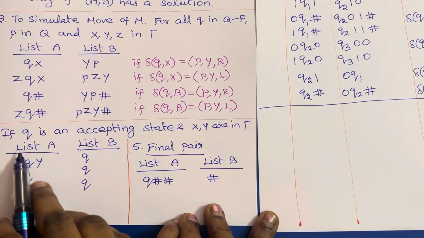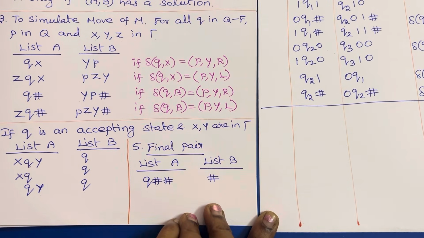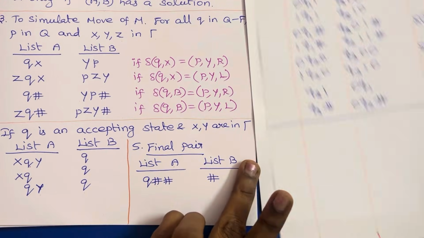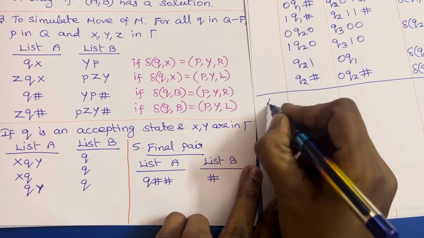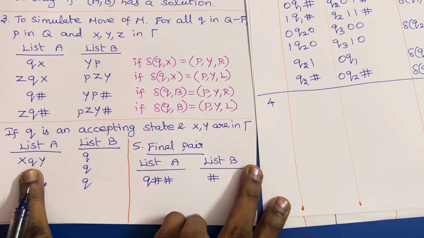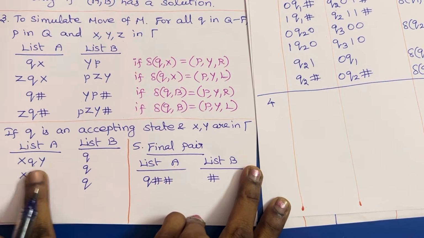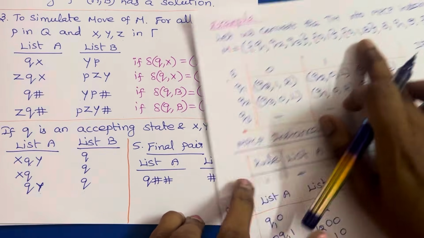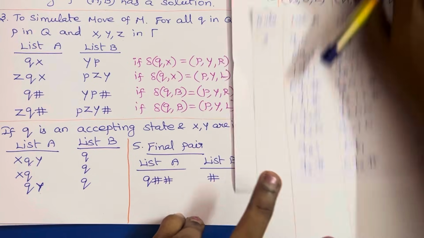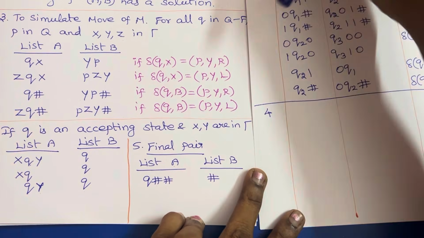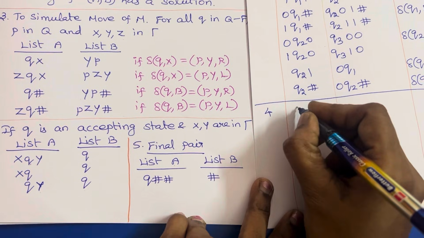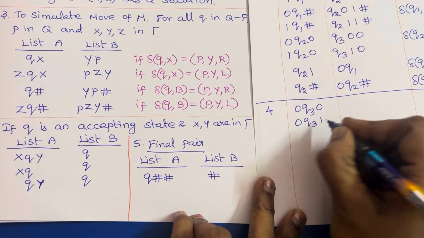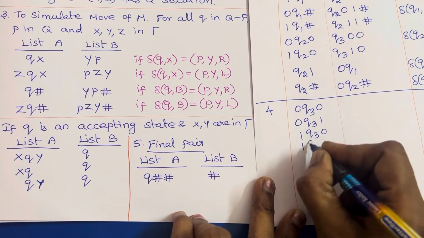In rule 4 we have to consider the final state. So the final state in this problem is Q3. So for Q3 we have to write rule 4. In list A we need to write Q3 in the middle, and X and Y are the tape symbols. So here the tape symbols are zeros and ones. Blank we should not consider. Okay, 0 and 1 are the tape symbols. So in list A we need to write 0 Q3 0, then 0 Q3 1, 1 Q3 0, and 1 Q3 1.